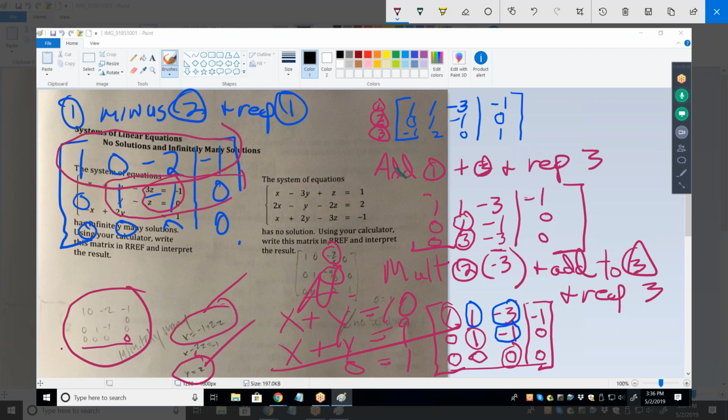Possible, no solution. Whenever you get one number equal to another number, that's impossible. So that tells you there's no solution. So impossible, no solution. Too many variables, not enough equations means infinitely many.